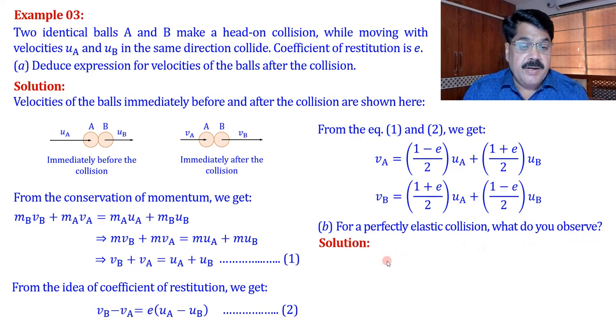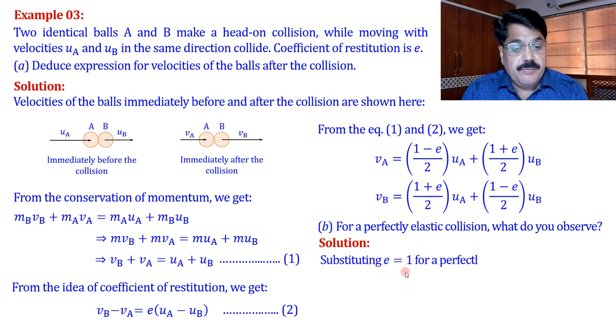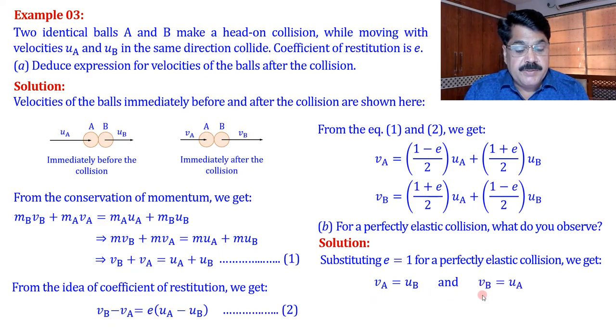And for a perfectly elastic collision, we have to substitute e equal to 1 in these two equations. Once we substitute e equal to 1, this term will become 0 and this term will become under bracket 1 UB. So VA will be equal to UB, and here this second term will be 0 and this will be UA. So VB is equal to UA. So what we get, substituting e equal to 1 for the perfectly elastic collision, is VA equal to UB and VB equal to UA. It means velocities are being exchanged.